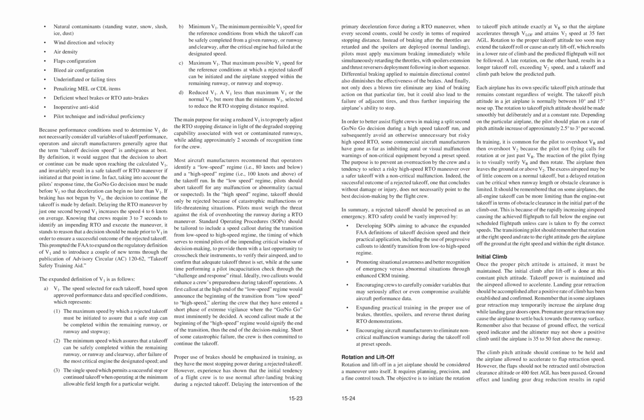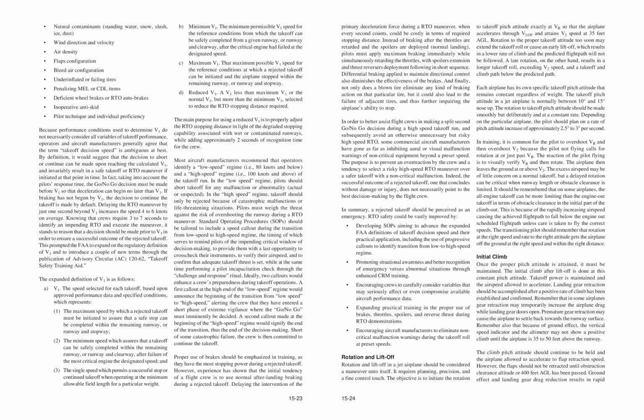In training, it is common for the pilot to overshoot VR and then overshoot V2 because the pilot not flying calls for rotation at or just past VR. The reaction of the pilot flying is to visually verify VR and then rotate. The airplane then leaves the ground at or above V2. The excess airspeed may be of little concern on a normal takeoff, but a delayed rotation can be critical when runway length or obstacle clearance is limited.